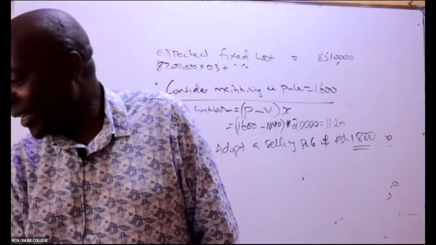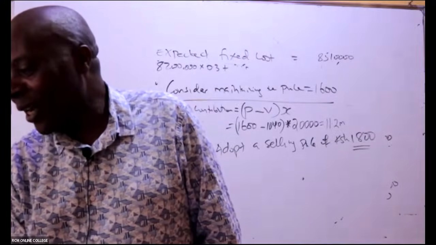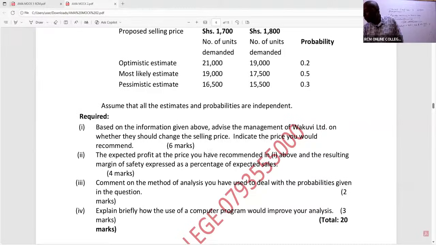We shall overcome. So then, number 2, they want the expected profit at the price you have recommended in one above and the resulting margin of safety as a percentage of expected sales.